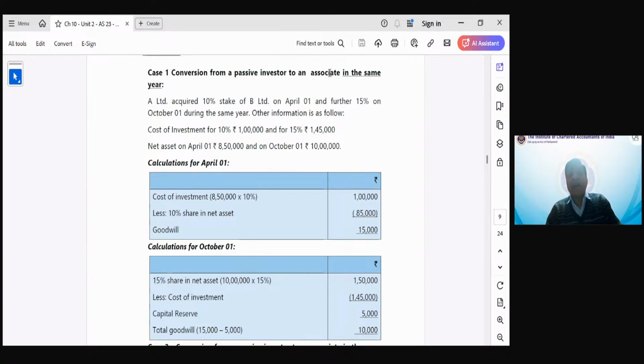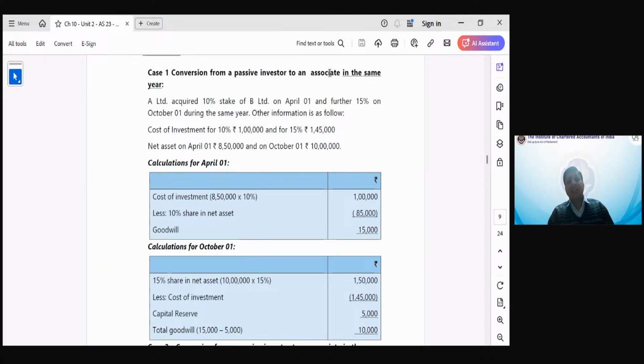Riddhi is asking, sir, why do we reduce the capital reserve? Because that's how you compute the capital reserve, isn't it? So if you don't reduce it, so what is going to happen? Your cost of investment will jump.